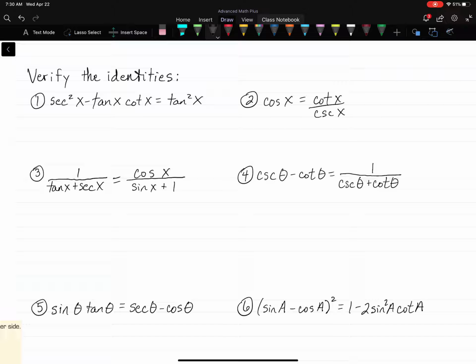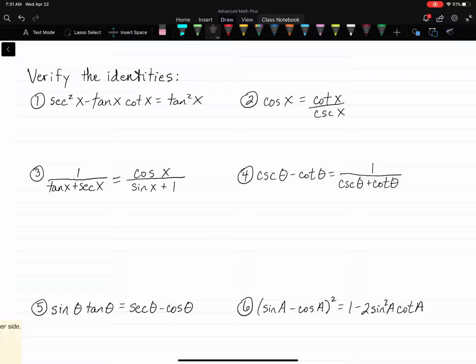So there are some suggestions to help us verify the identities. Understand what verify really means: we're proving the identity is true. All of these equations, they are true. We just have to prove that they're true. Now, in order to do that, we can't assume they are true.